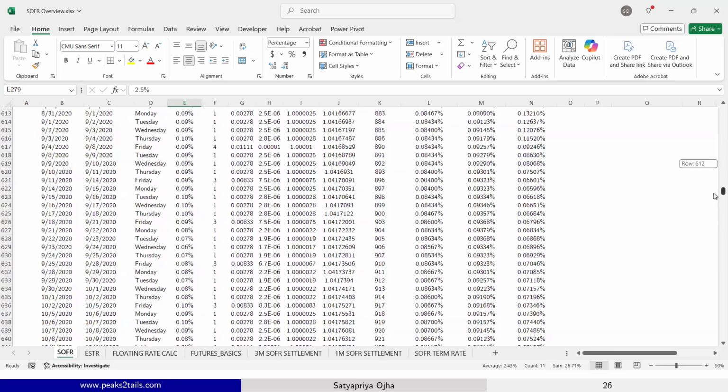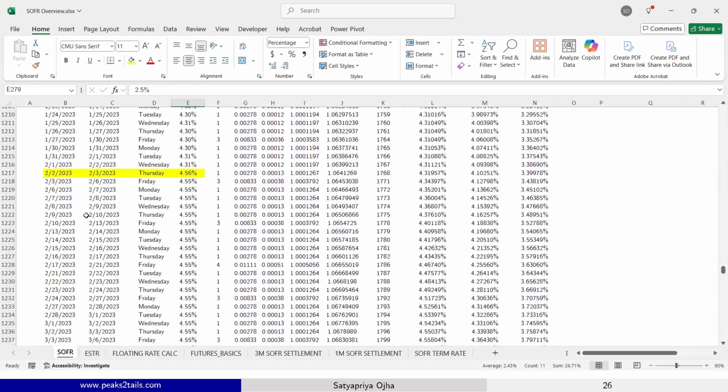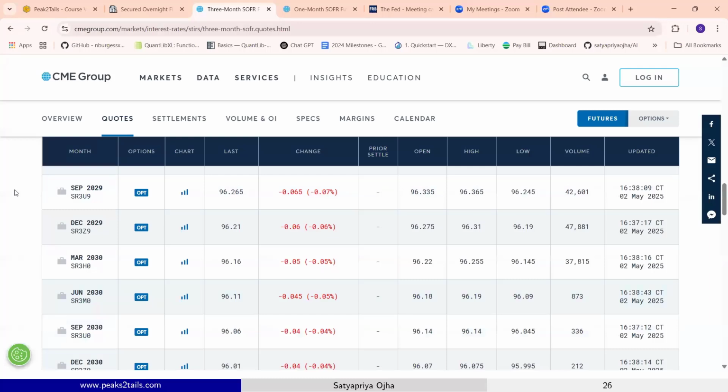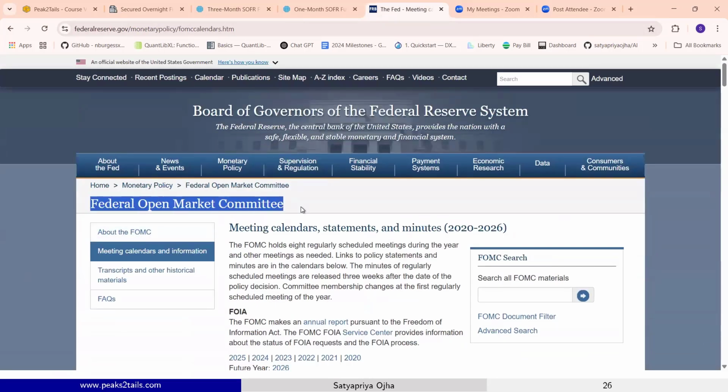Hold on. Let me take you to the year 2023. Year 2023. Okay. So the SOFR rate is highly reactive to the FOMC dates. Federal Open Market Committee, they meet and they decide the rate policy, rate cuts or rate hikes, right? Thus, based on the outcome of that meeting, the SOFR rate jumps. Okay, so let me show you. If you go to the FOMC, Federal Open Market Committee, right?